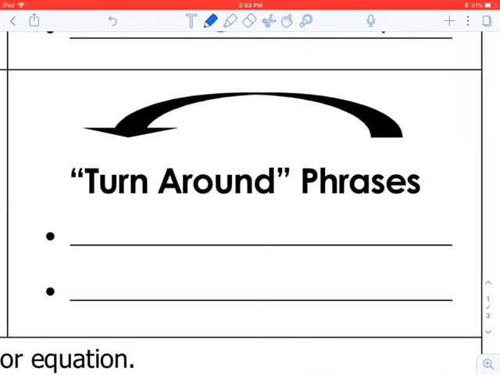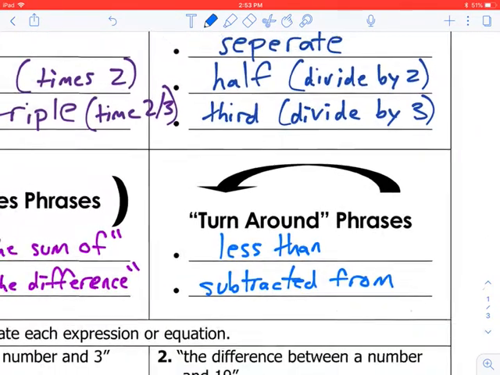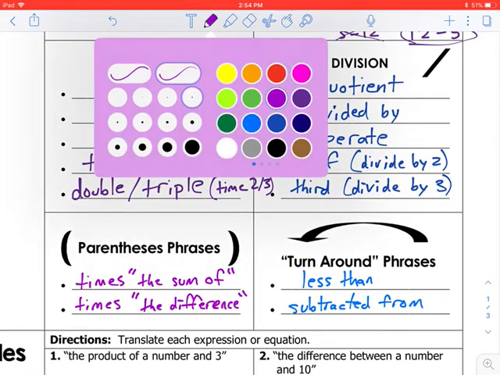And then finally we have turnaround phrases, where we need to switch the order. We already said this, but less than or subtracted from. When you see those two, you have to turn it around or put it in the opposite order. So 5 less than means you put 5 at the end. 5 subtracted from something means you put the 5 at the end, minus 5.